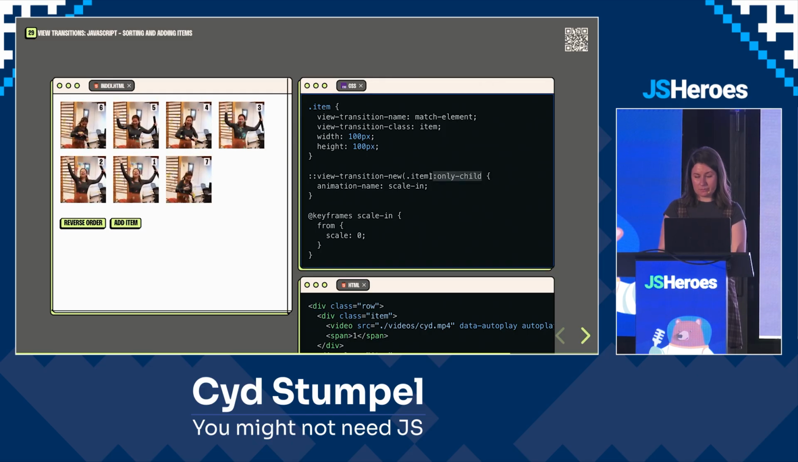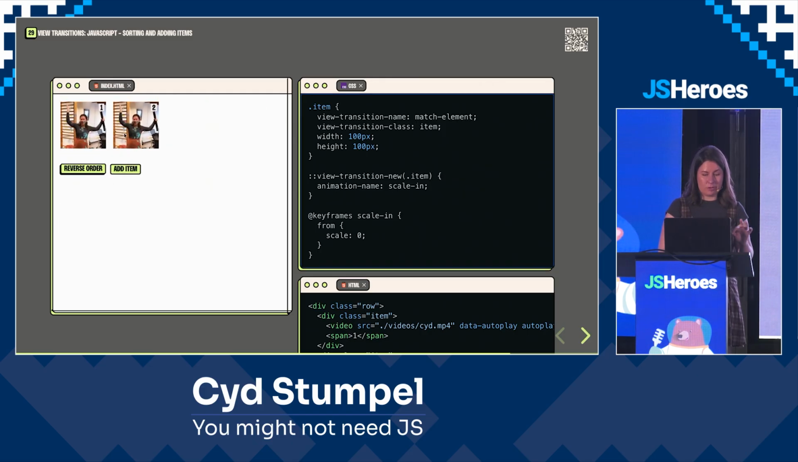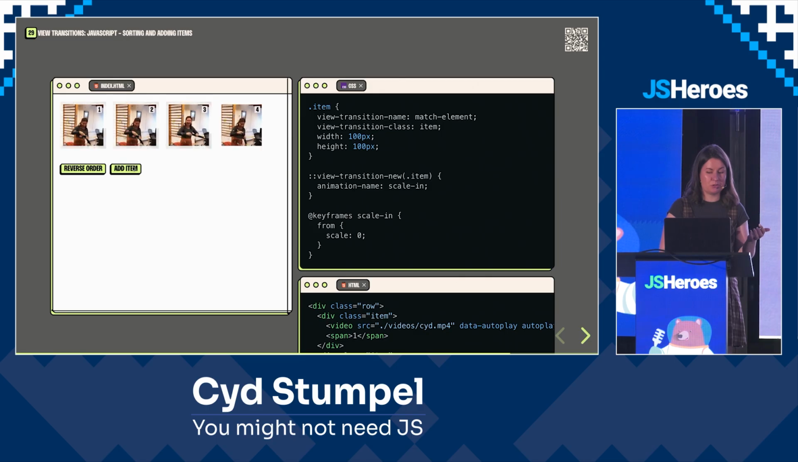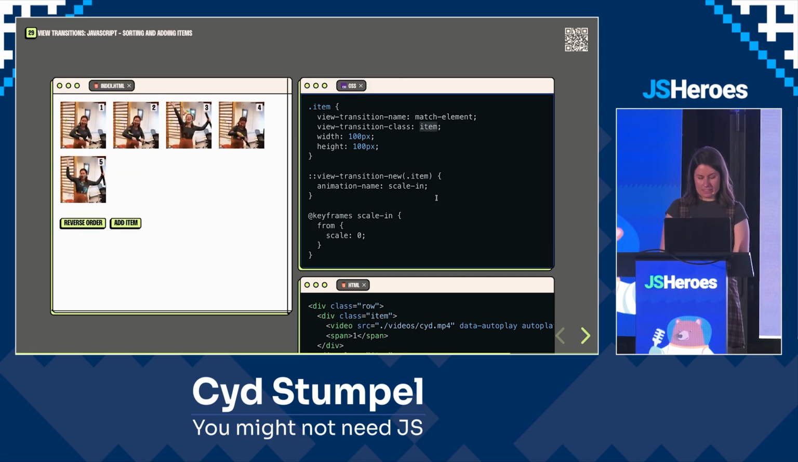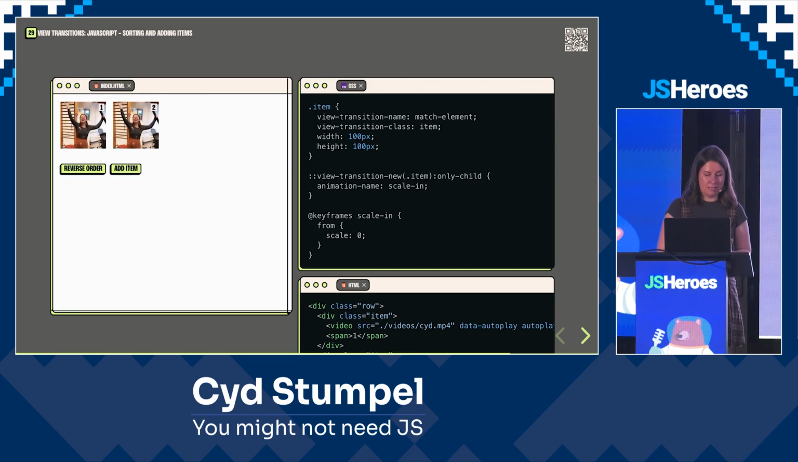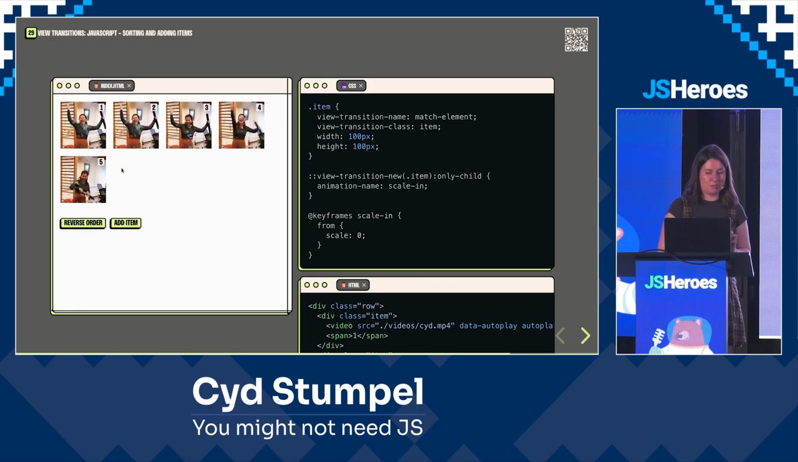If I remove the only child part, you can see that even though these items aren't moving places or being added or removed, they still have that view transition name, so they will still have a view transition new item. So by adding the only child selector, you can make sure to animate only the new ones.